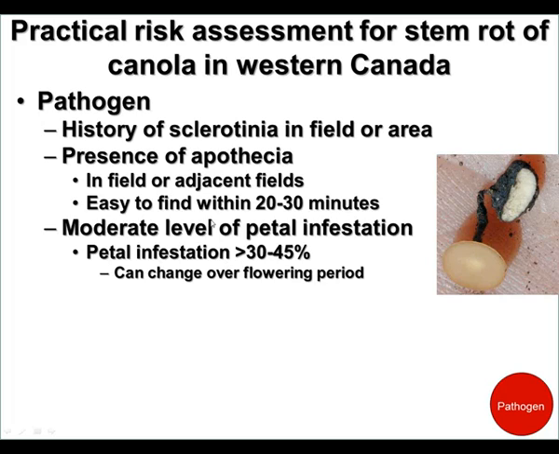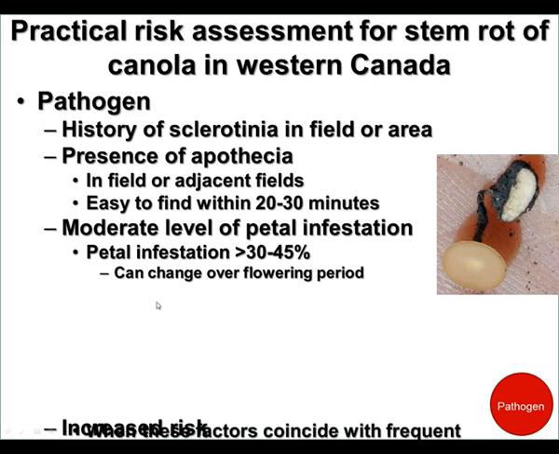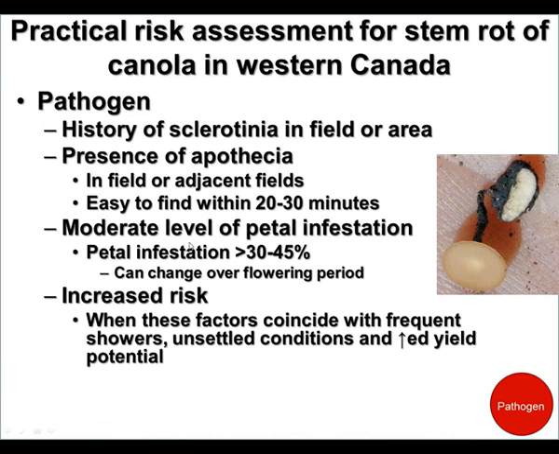The thing to keep in mind is this can change over the flowering period. So you can go from very low levels of petal infestation, so essentially no spores in the air as the crop is coming into early bloom, to a situation as the crop's getting into full bloom, you have lots of spores floating around in the air, and you may have petal infestation levels in that 50 to 60 to 70% range.